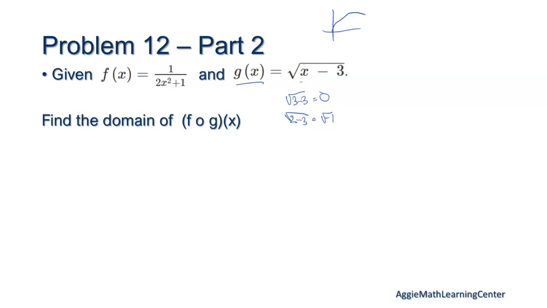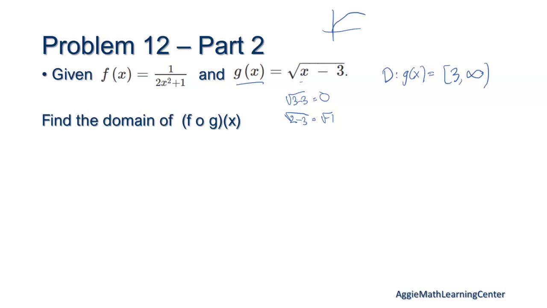So I know that I could have x inputs of 3, but anything smaller than that, even 2.9 minus 3, would still be negative. So I've got to keep my inputs on the bigger side. So the domain of g of x would be from and including 3 up to positive infinity. That's what I know so far.